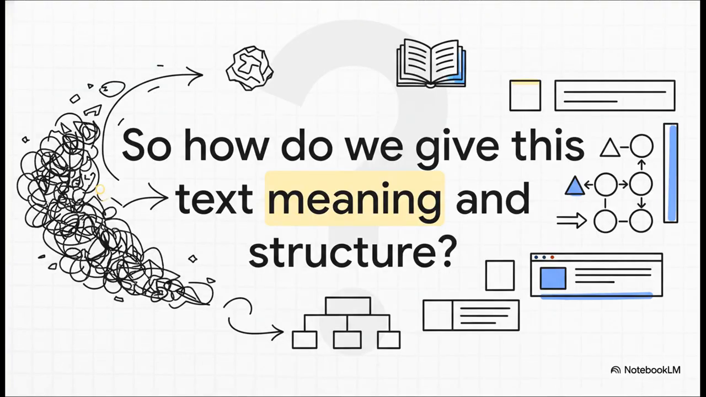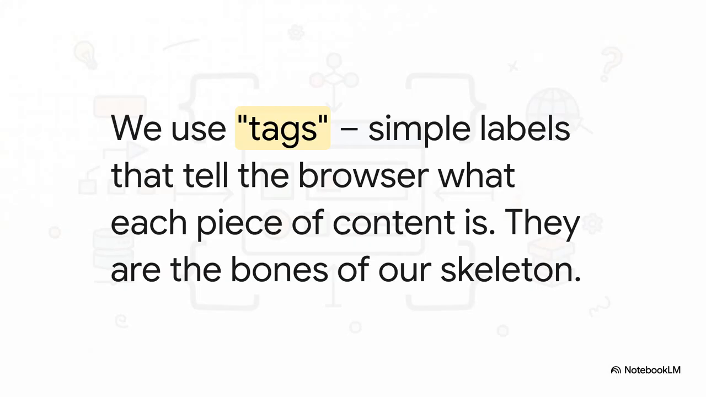And that right there is the fundamental problem HTML was invented to solve. How in the world do we take that chaotic mess and turn it into something organized, something a human can actually read and understand? The answer is we use these simple little labels called tags. You can think of them like instructions you leave for the browser. You're basically putting little notes on your text that say, hey browser, this part is a heading, or this chunk of text over here is a paragraph. These tags are the actual bones of our skeleton.